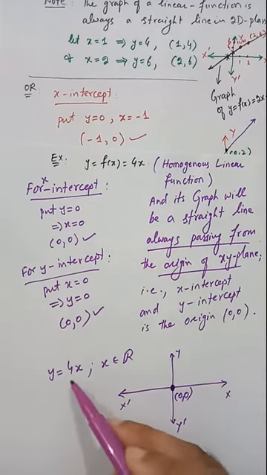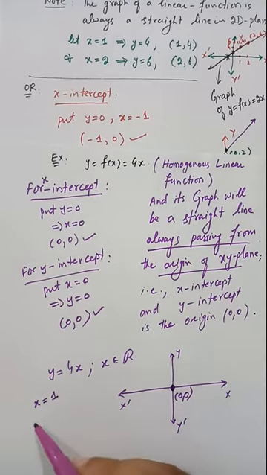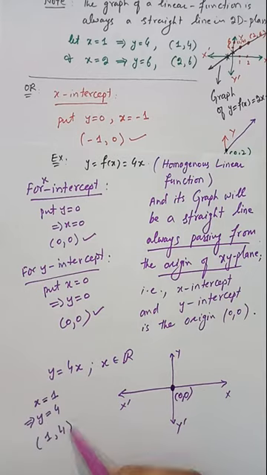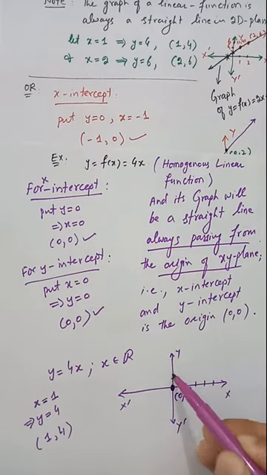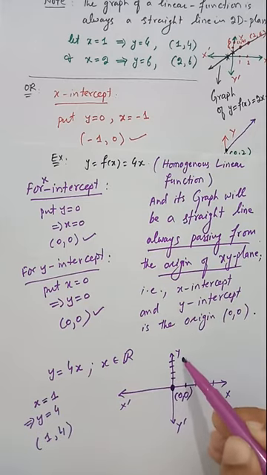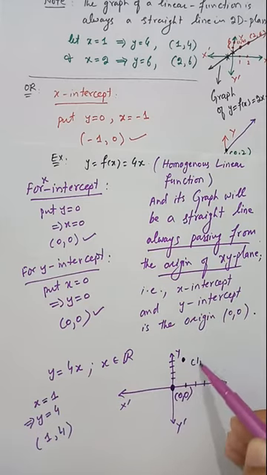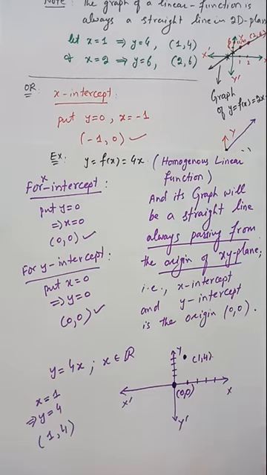So let's say I'm choosing x is equal to 1. So when x is equal to 1, this implies that y equal to 4, so the ordered pair is (1, 4). So you see, let's say this is 1 2 3 4, 1 2 3 4. So this is 1 and 4. So this is the point (1, 4). So this is enough, but if you want to find some other point also.